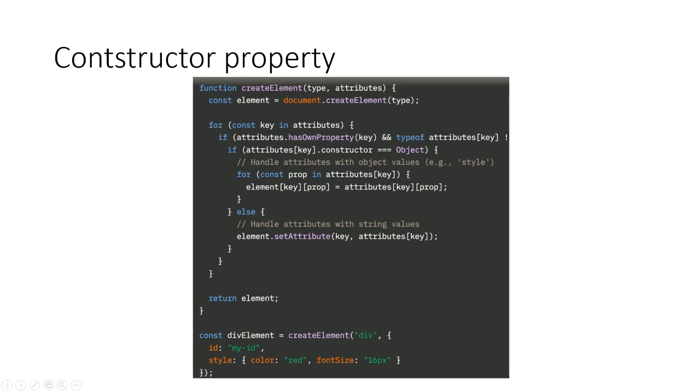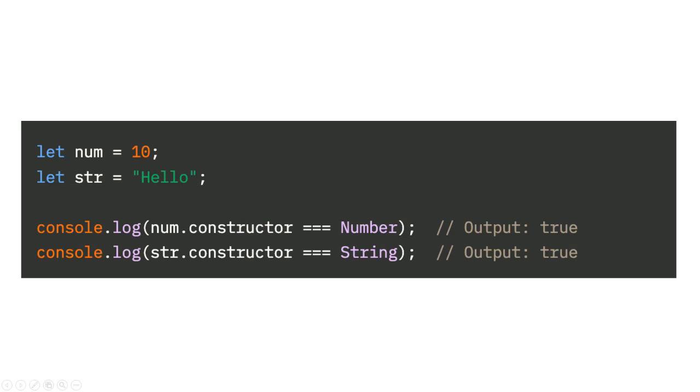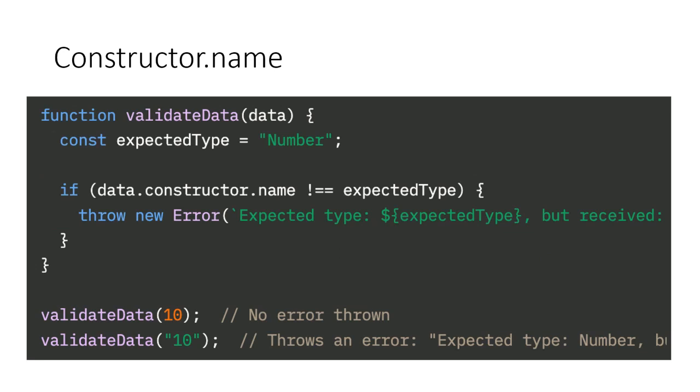Else if it's not, we're going to handle attributes with string values. So if it is of a type object, we're going to handle attributes with object values. If it's not, we're going to handle the key. And you're checking if it is of a type depending on what you assign it. In this case, you're assigning 10. It's not a string. It is the number 10. So you can access the constructor and then the name property of whatever variable you have, and you can check if it is of a certain type.